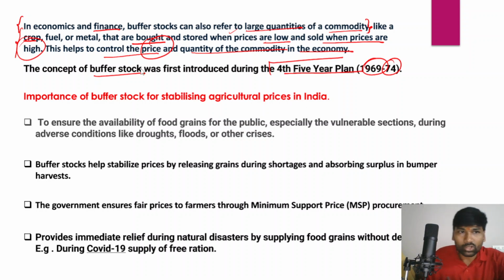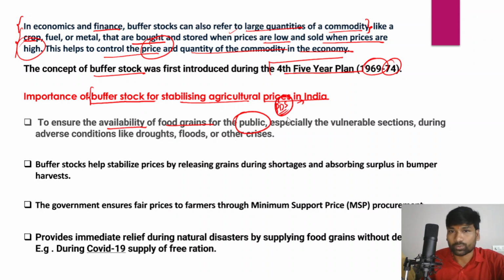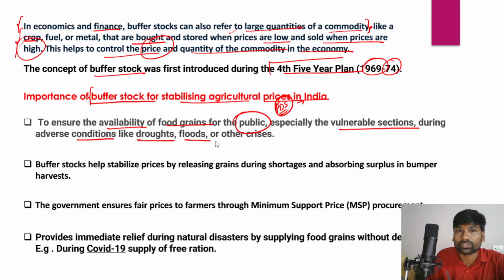So the first part of the answer is the importance of buffer stock for stabilizing agriculture prices in India. How will buffer stock help stabilize agriculture prices in India? Particularly this will help ensure availability of food grains for the public through the public distribution system. The public distribution system will help distribute the food grains through the fair price shops, particularly to vulnerable sections during adverse conditions such as droughts, floods and other crisis situations.